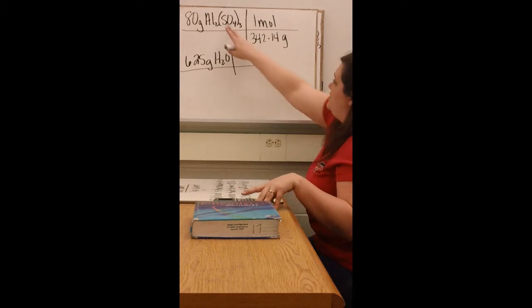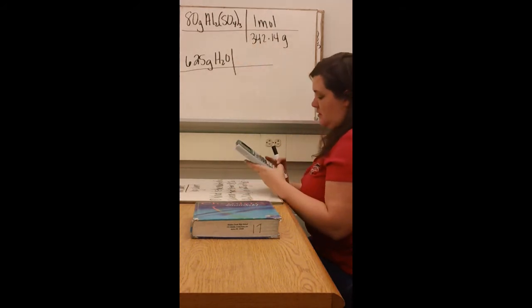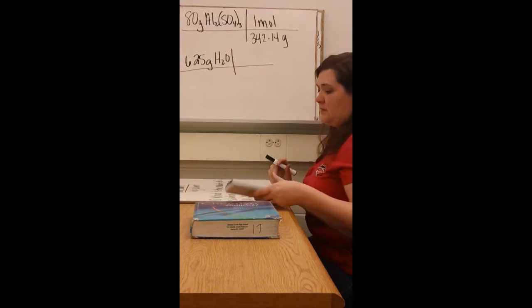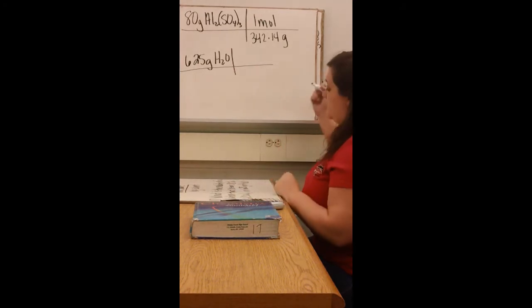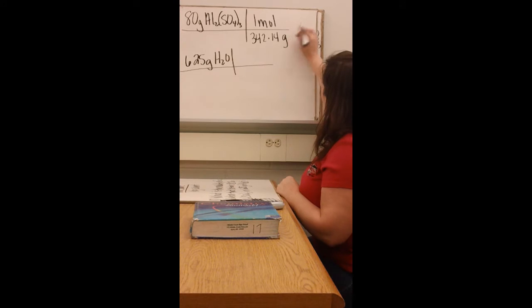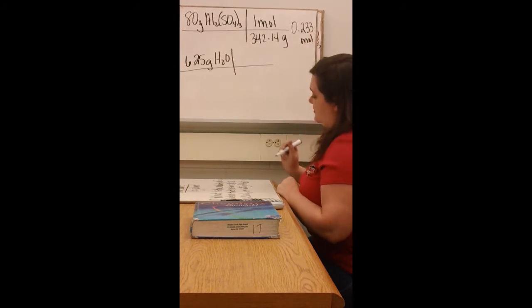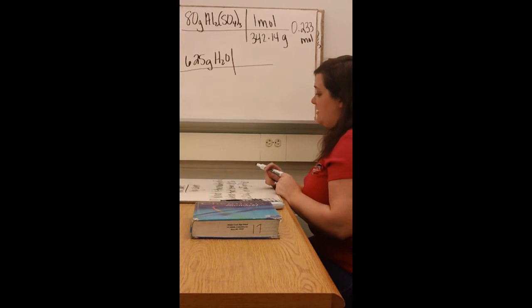To find the number of moles, we're going to divide. 80 divided by 342.14. And we get 0.233. And the reason why I'm keeping 3 significant figures is because in the problem we were given 80.0, which is 3 significant figures.